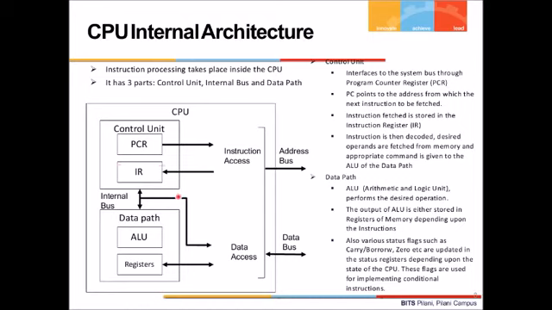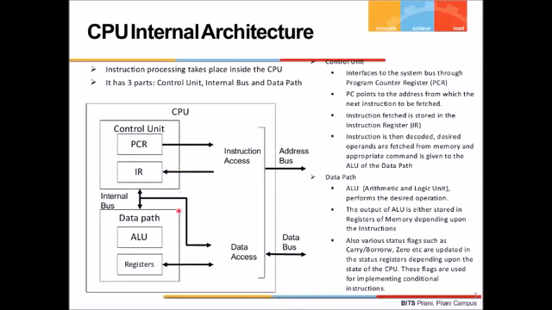So the PCR, the program counter, that means from where to fetch the instruction, then the unit which fetches the instruction, the unit which stores the instruction, that is called IR, and the unit which decodes the instruction, these are part of the control path or control unit.